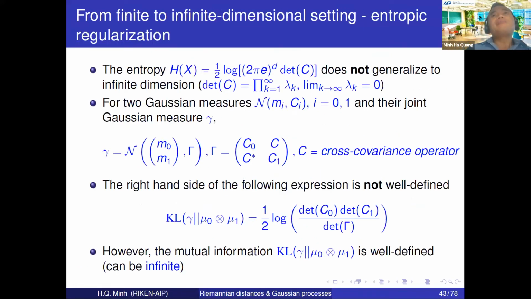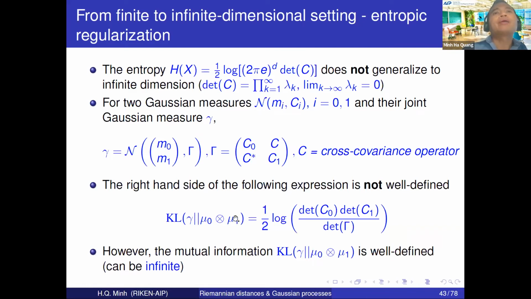Now let's move to the infinite-dimensional setting. Now we encounter something here. We talked about the determinant and the log determinant before. This quantity is no longer well defined, because we have an infinite determinant here, and all the eigenvalues will be 0. So it's not very well defined. If we have the joint Gaussian measure gamma here, with the same form as before, the KL divergence of gamma with respect to mu 0 times mu 1 was given by this formula. This formula is no longer well defined in the infinite-dimensional setting, as I said, because of the infinite determinant.